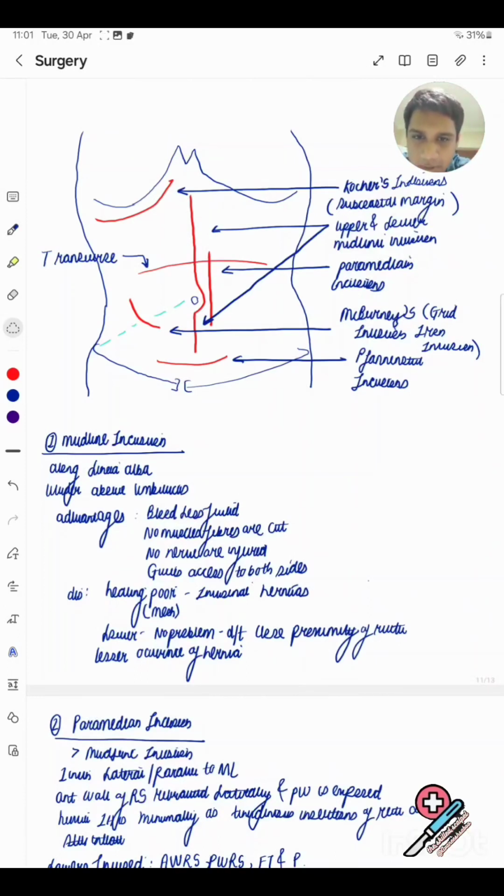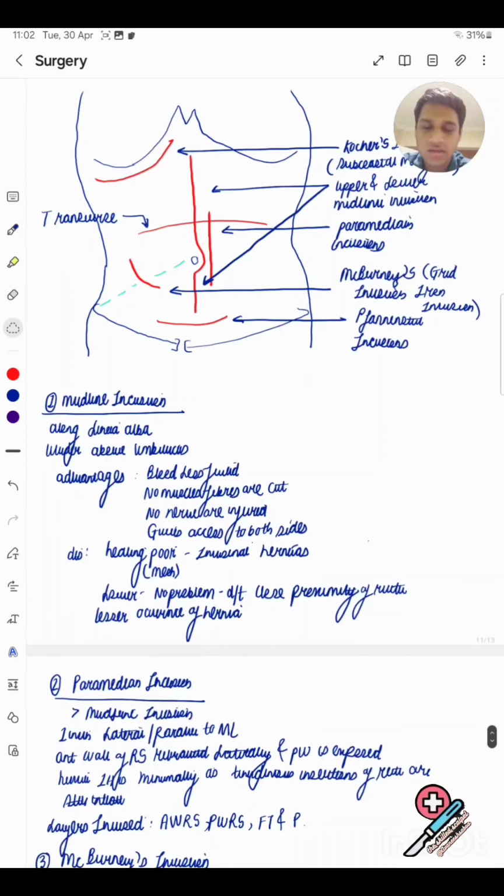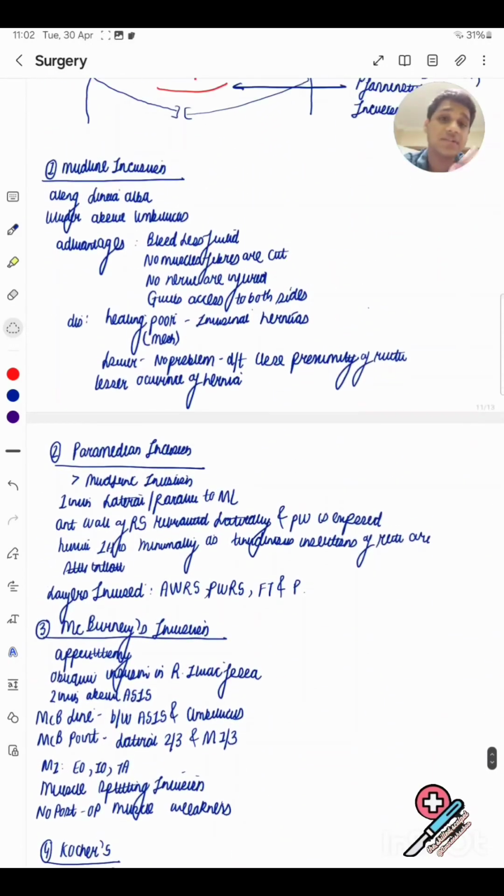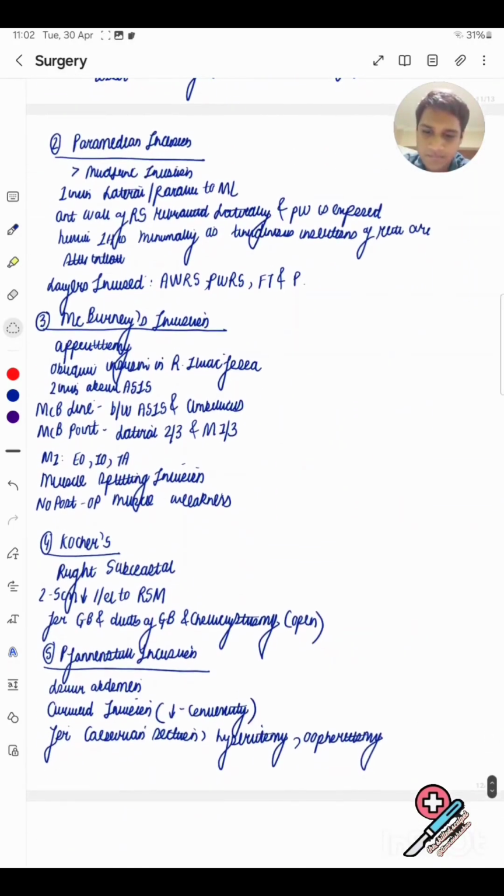Then there is the Pfannenstiel incision. It is taken below the umbilicus, and it has its convexity towards the lower part of the body, and it is useful for hysterectomies, open hysterectomies, then cesareans and oophorectomies. And it is used for exploring the field of view in the pelvic cavity.